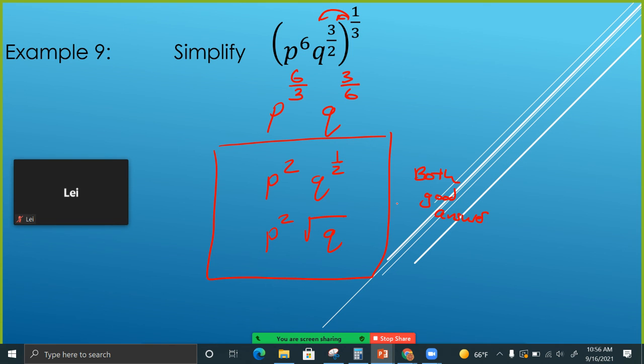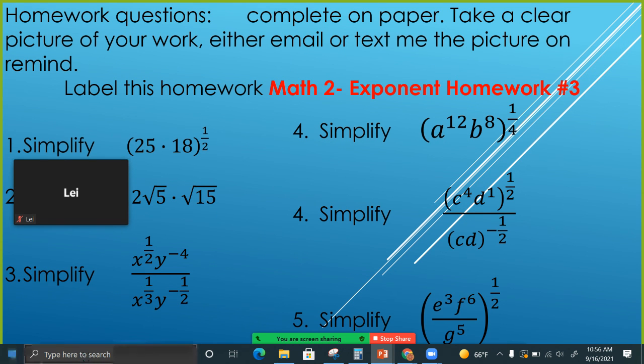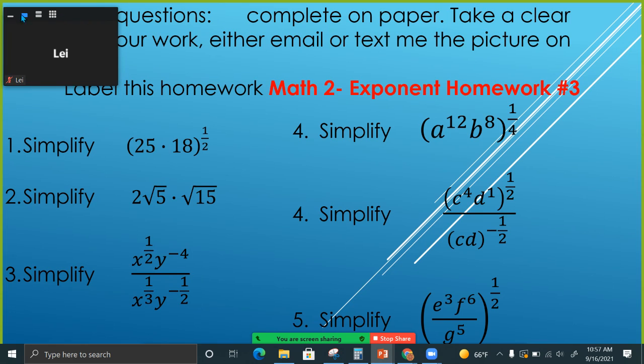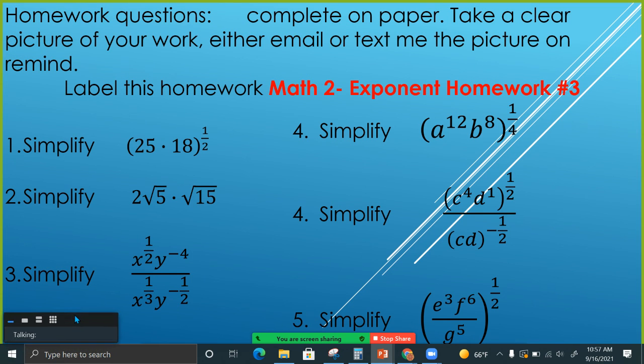All right. And then I've got 6 problems that come from today's work. So take a picture. I know that it's a lot to write down. And please, when you send this in to me, label it Exponent Homework 3. It'll just help me organize everything. Shouldn't be any trick questions. It's all just like the ones I did with you today.